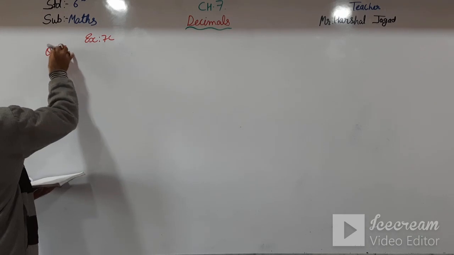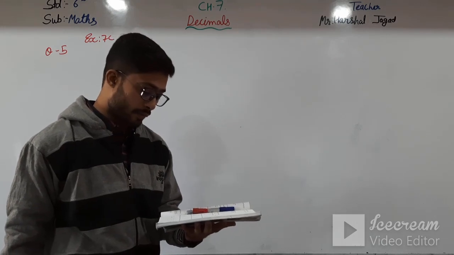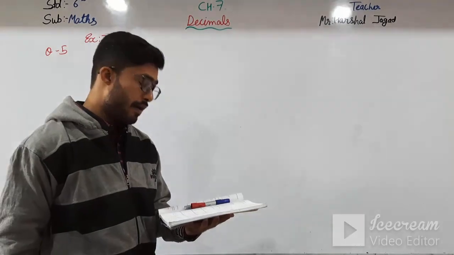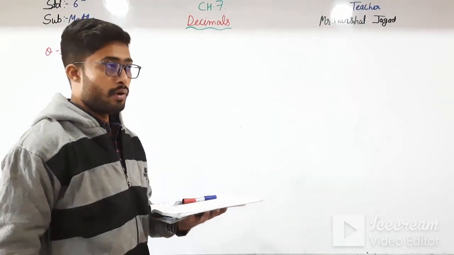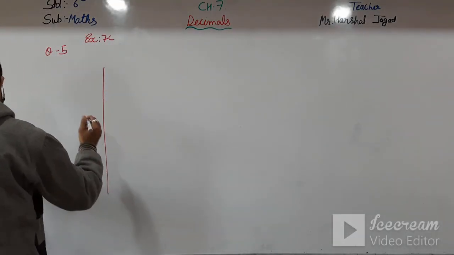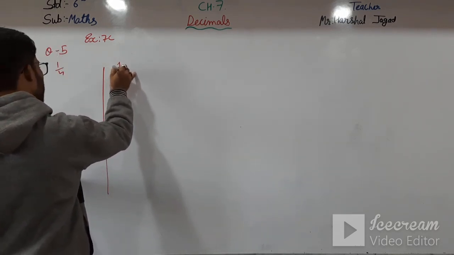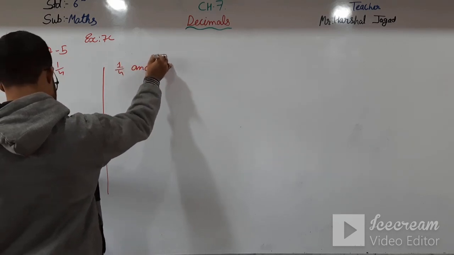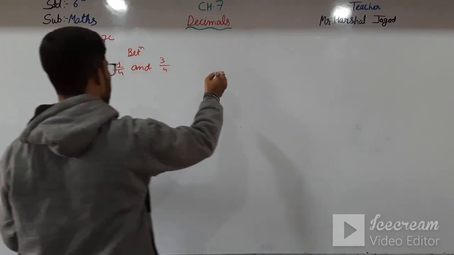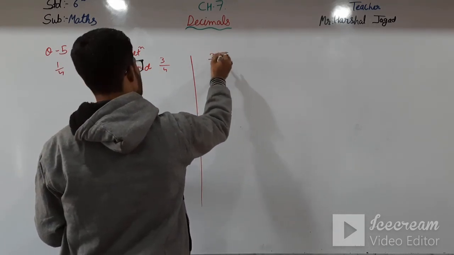In question number 5, you have to identify and place the following numbers into three groups: less than 1 by 4, between 1 by 4 and 3 by 4, and more than 3 by 4. We have to divide this into three parts: first, less than 1 by 4, another between 1 by 4 and 3 by 4, and at last more than 3 by 4.